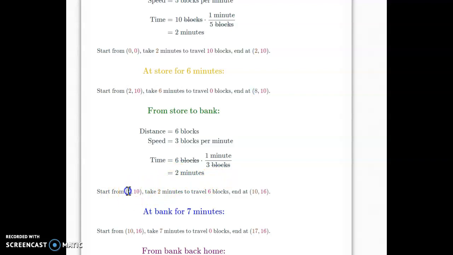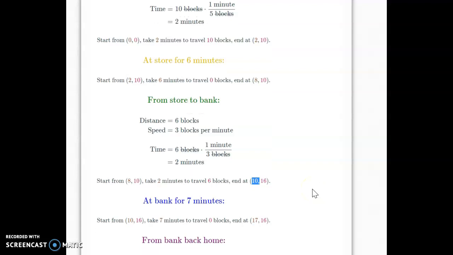You have your x's that are your minutes, and it takes 2 minutes to travel 6 blocks. We figured out that it took 2 minutes. You can increase that x value to 10. That's how we got that location. So once again, this is just a different way that you could have gone about solving this problem.